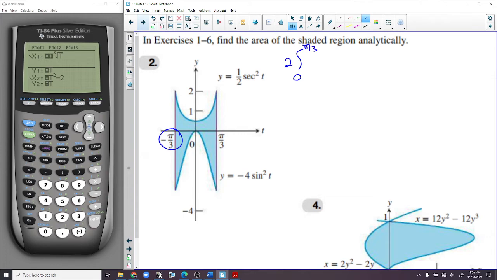So they give us the intervals. We don't have to calculate any intersection points. Top minus bottom. 1/2 secant squared t minus the bottom function, which is negative 4. So let's go plus 4 sine squared t dt.